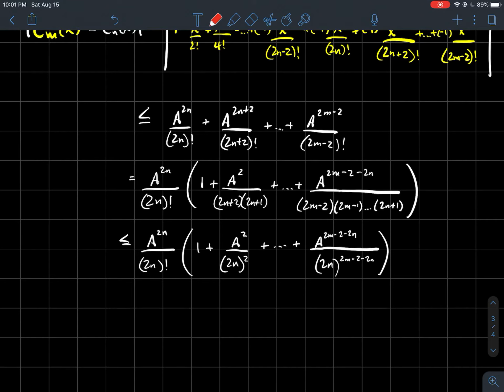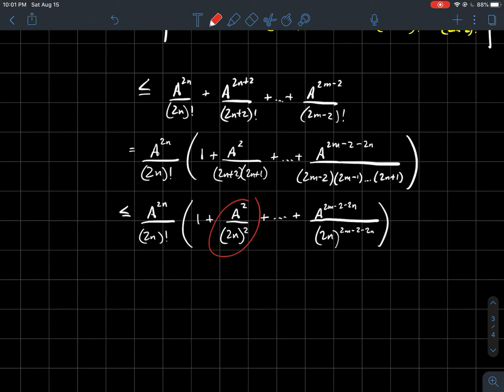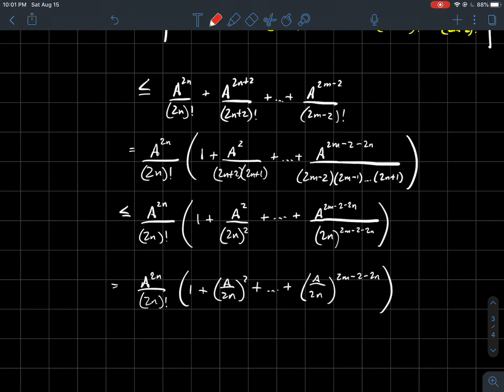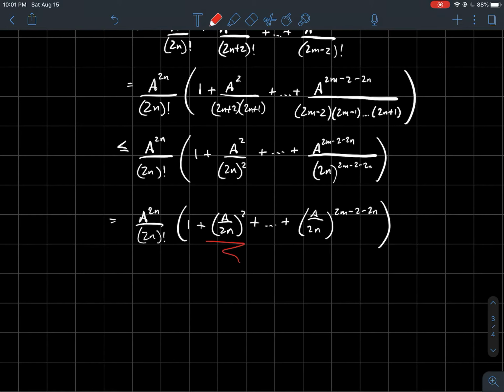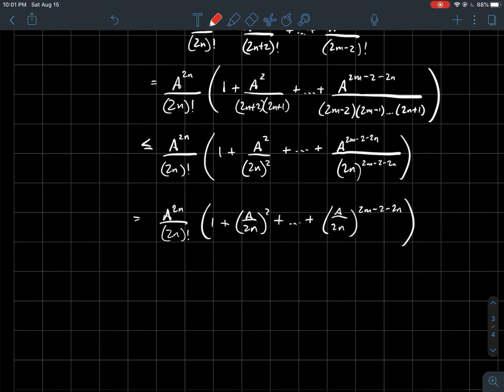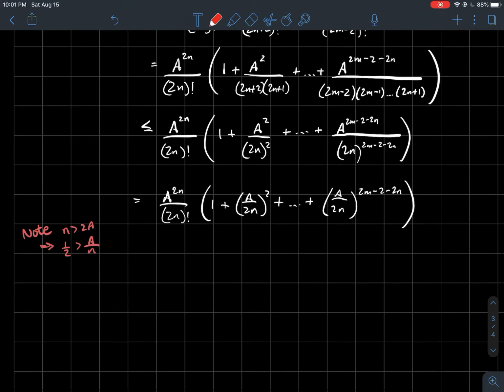Okay. The last thing that I'll do is regroup these, since the powers match in the top and the bottom. I just want to write this so that it looks a little bit more like a geometric series. And I'll use one more thing. n was chosen so that it was larger than 2a. Let's solve that for a over 2n, say. So 1/4 is bigger than a over 2n. If you just follow that algebra there.